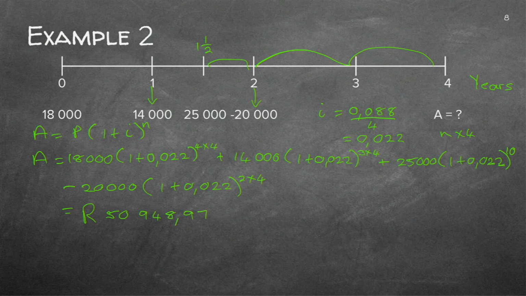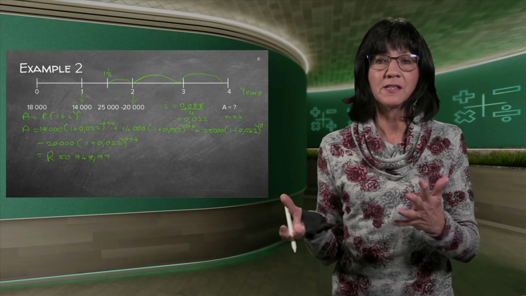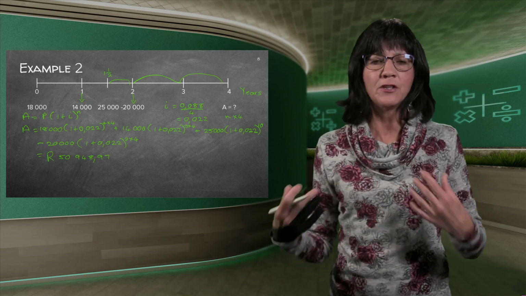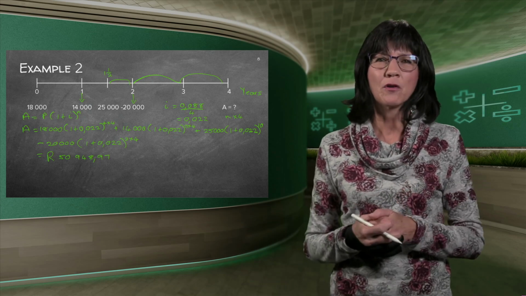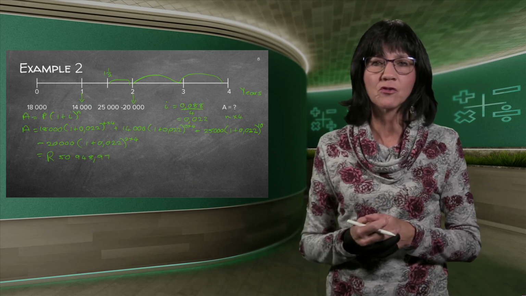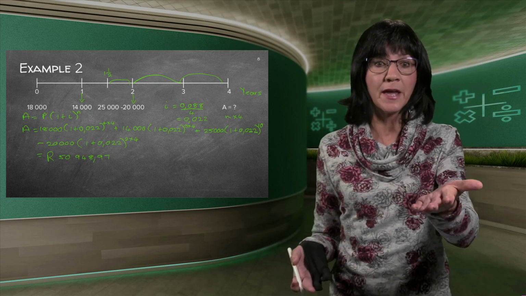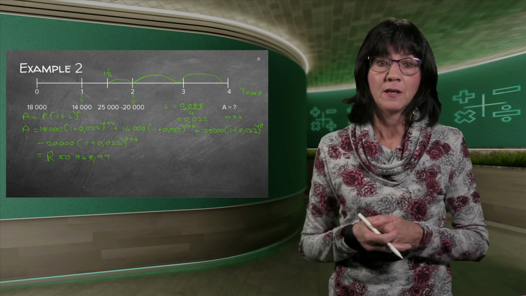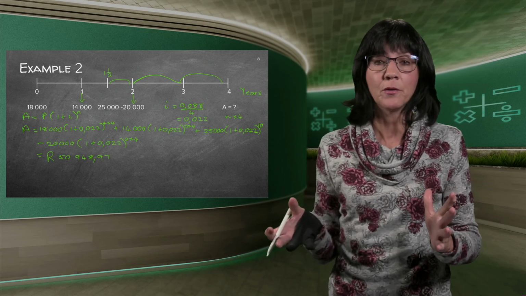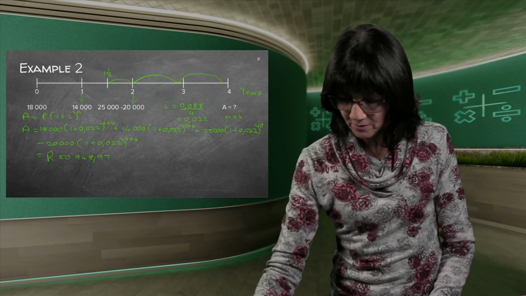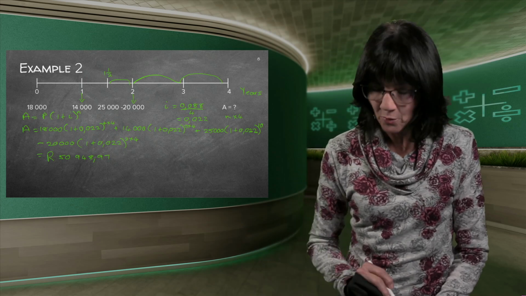50,948.97 Rand. If you want to check if you're right, this is not as easy because you invested and invested again and invested again, and then you subtracted. But at least I've got 50,000, nearly 51,000 Rand. So it's much more than I started off with. So it does make sense. If that was just 5,000 Rand, so somewhere you missed a zero, you know that you made a mistake. So always check with your practical mind if the answer is possible.